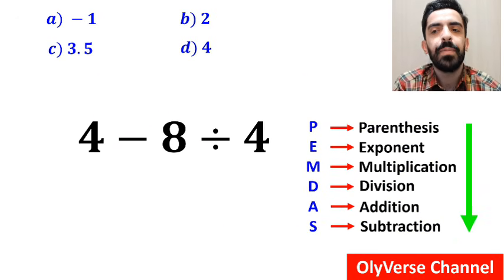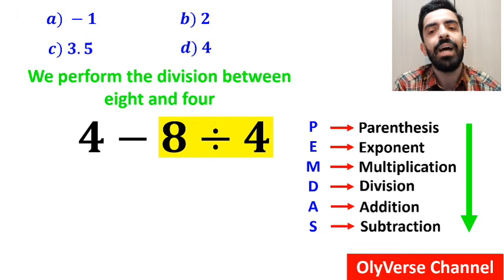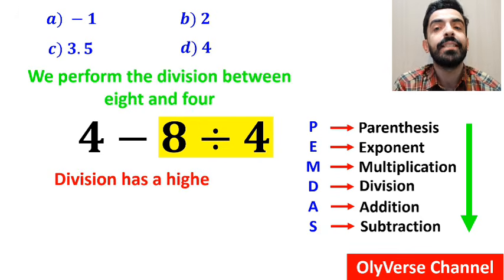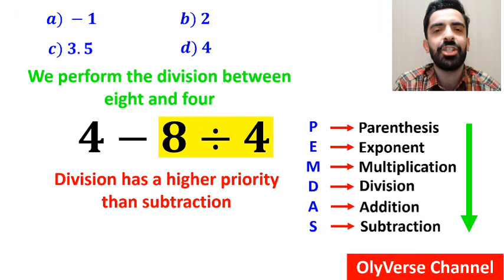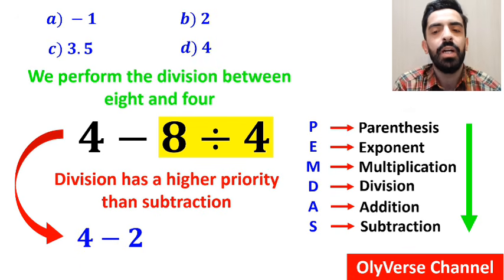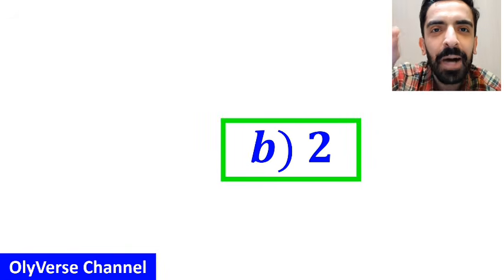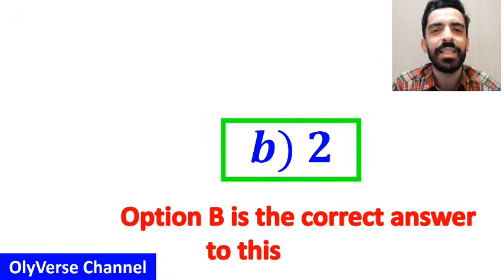And the final step, we perform the division between 8 and 4, because division has a higher priority than subtraction. So, this expression simplifies to 4 minus 2, which finally gives us the answer 2. That's great. Option B is the correct answer to this question.